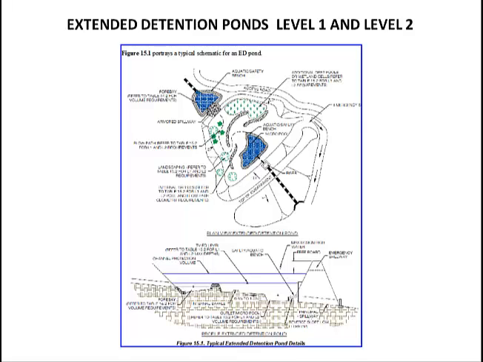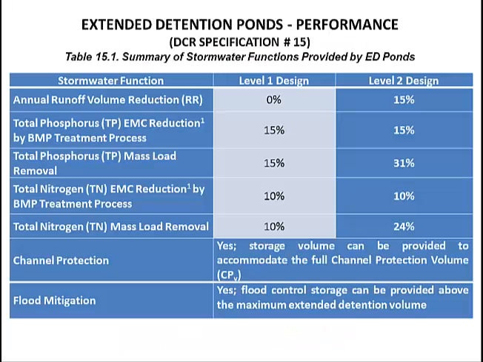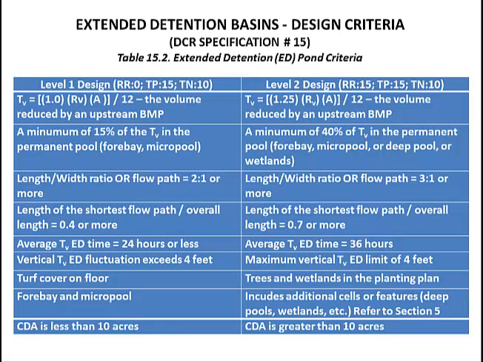The designer may also consider providing hybrid systems, where portions of the runoff are diverted to bioretention, filtration, or other sand filters while the ponding depth is provided for quantity control. Table 15.1 gives a summary of stormwater functions provided by ED ponds. Table 15.2 gives the extended detention pond criteria.